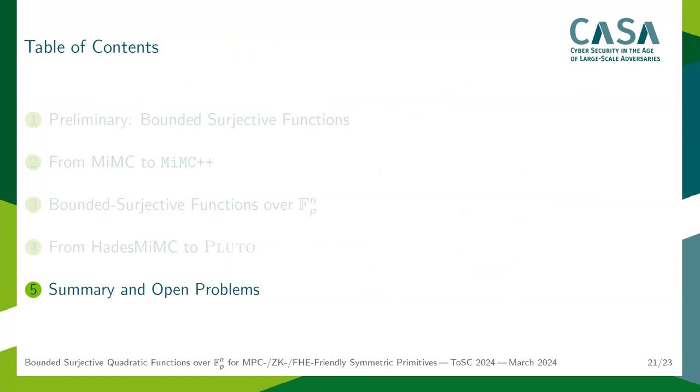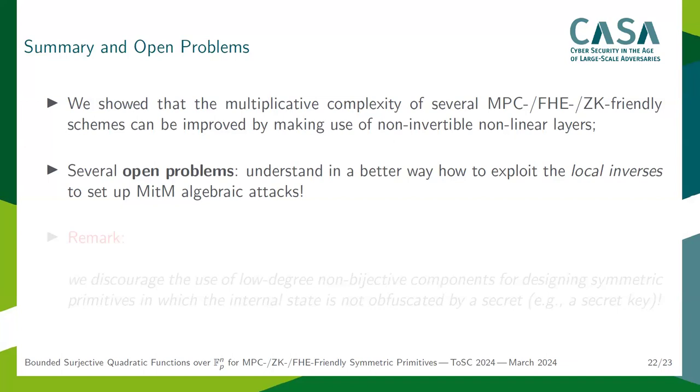Okay, so I show that we can improve the performances of this scheme by using non-invertible, non-linear maps. But there are quite some open problems to analyze and to study. In particular, how to use, for example, collisions to set up efficient key-recovery attacks, or how to exploit the local inverses to set up meet-in-the-middle algebraic attacks.